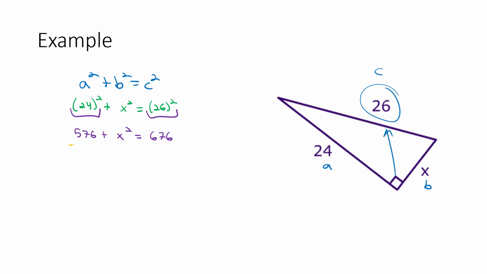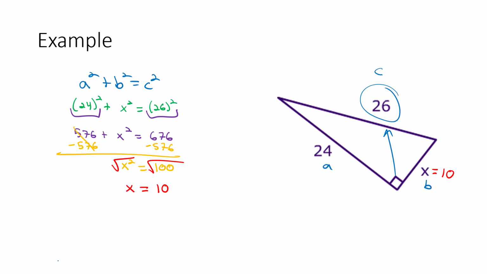We know we can do that by subtracting the 576 from both sides. And that's really nice because it leaves us with x squared equals 100. And we can get rid of that squared with a square root, and that's going to leave behind x equals 10. So that missing side on my triangle must be 10. A squared plus b squared equals c squared.